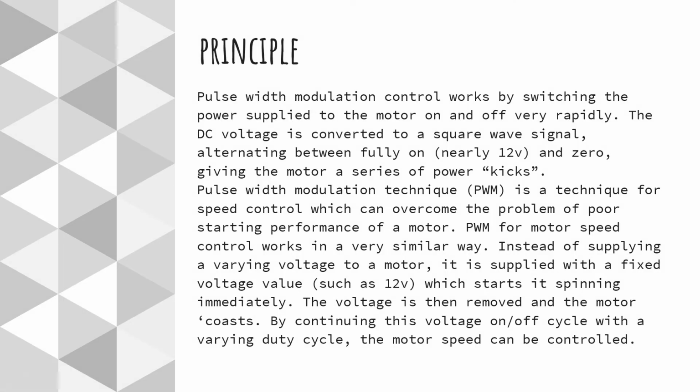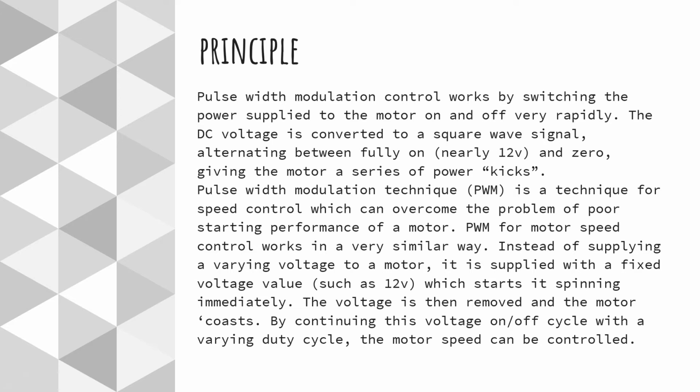Principle. Pulse width modulation control works by switching the power supplied to the motor on and off very rapidly. The DC voltage is converted to a square wave signal alternating between fully on, nearly 12 volts, and 0, giving the motor a series of power kicks. Pulse width modulation technique (PWM) is a technique for speed control which can overcome the problem of poor starting performance of a motor.